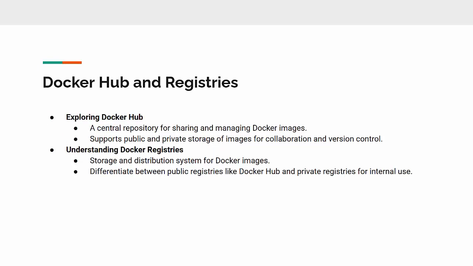Next, we explore Docker Hub and Docker registries. Docker Hub is like the world's biggest library for Docker images. Here, you can share your images with the community or find images others have shared. A Docker registry, on the other hand, is where these images are stored. You can use public registries like Docker Hub or set up a private registry for your organization's use.